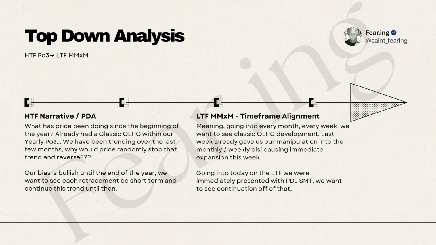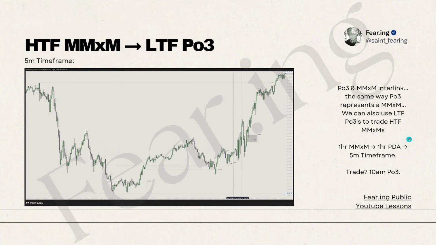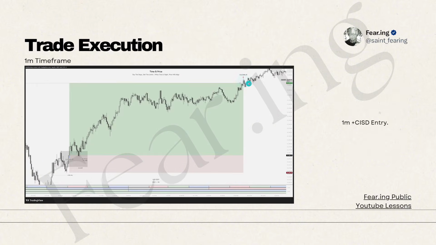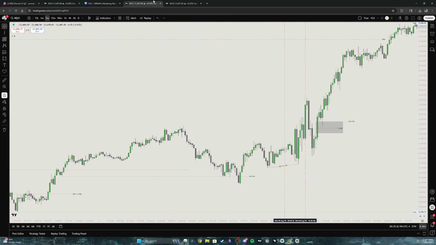Wouldn't that mean the exact same thing? So if we are seeing that classic 1 hour market maker buy model, wouldn't that mean that going into every single lower time frame Power 3 within the higher time frame market maker buy model, we want to see classic open low high close for that Power 3? Yeah. So that means going into the next 10 a.m. Power 3, we'd want to see classic open low high close development. So what did that look like?